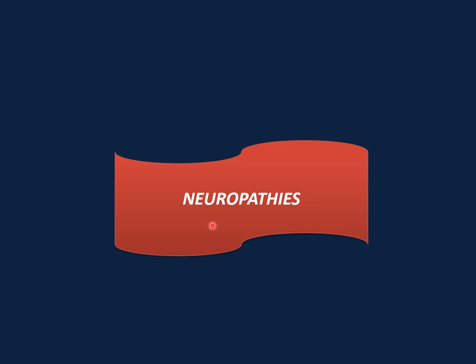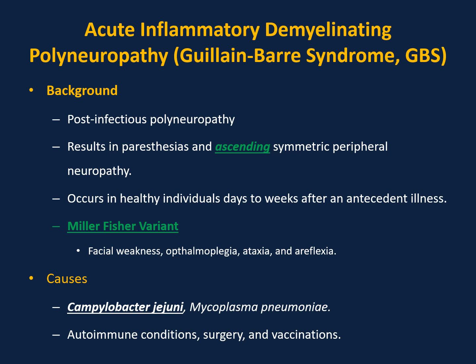We'll start a new section, neuropathies. Acute inflammatory demyelinating polyneuropathy, Guillain-Barré syndrome. This disease is a post-infectious polyneuropathy after infection. It results in paresthesia or abnormal sensation and ascending symmetrical peripheral neuropathy. So ascending muscle weakness is a key word for Guillain-Barré syndrome. This disease occurs in healthy individuals days to weeks after previous infection or antecedent illness.